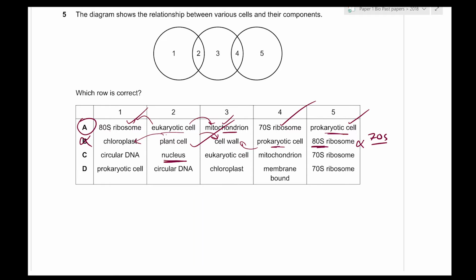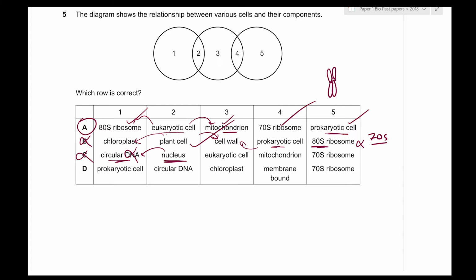For C, circular DNA, nucleus and eukaryotic cells. Here it's assuming that the nucleus has circular DNA. Now this is totally incorrect because the nucleus has normal linear DNA made of 2 chromatids. Therefore, C is also incorrect. For D, prokaryotic cell, circular DNA, chloroplast.